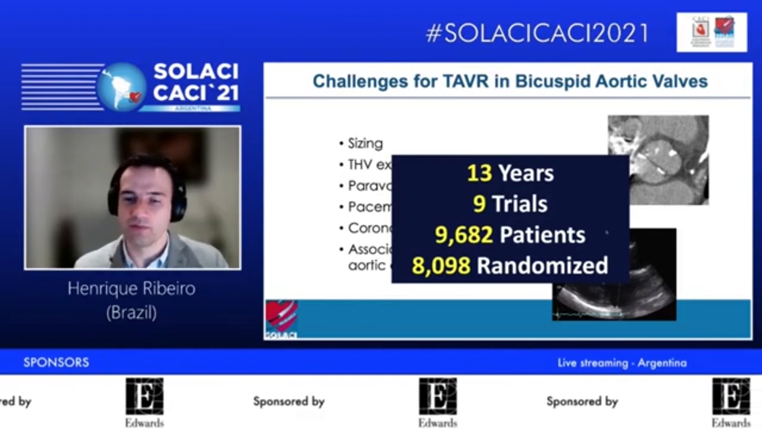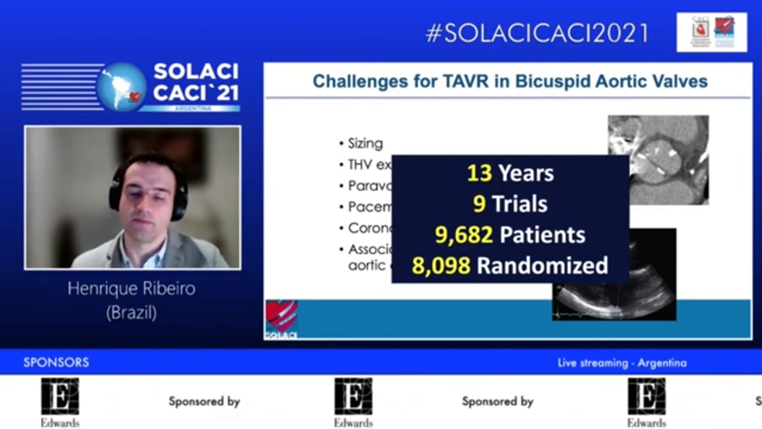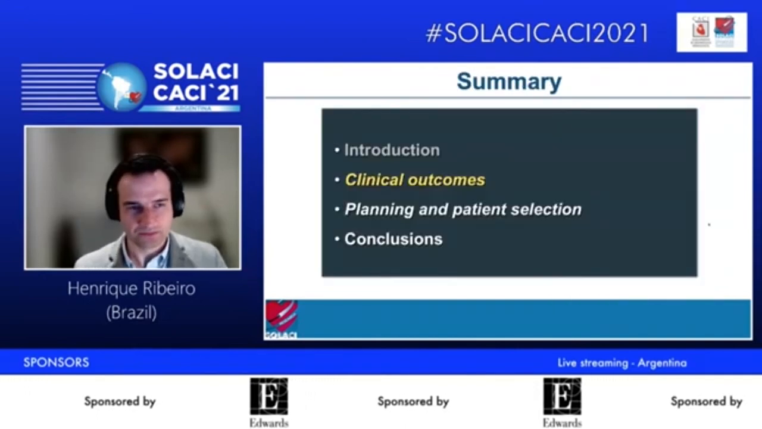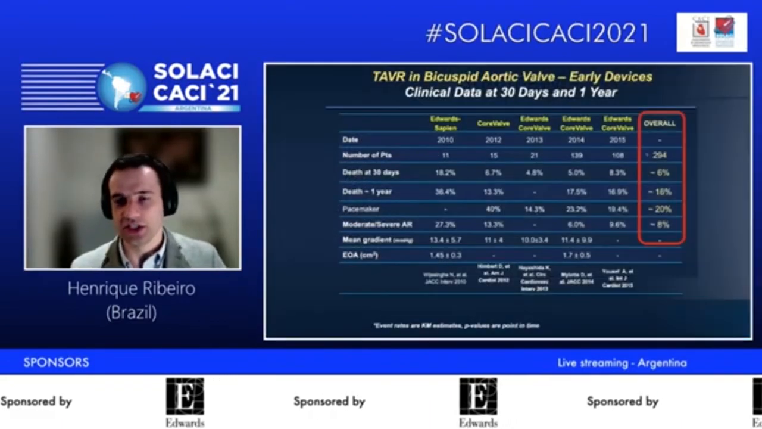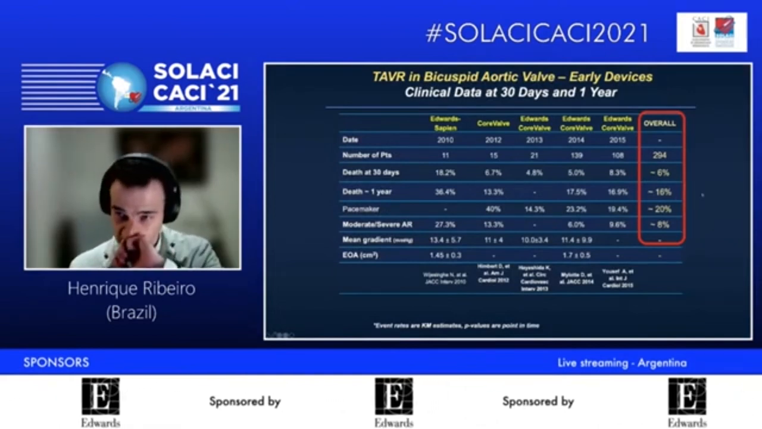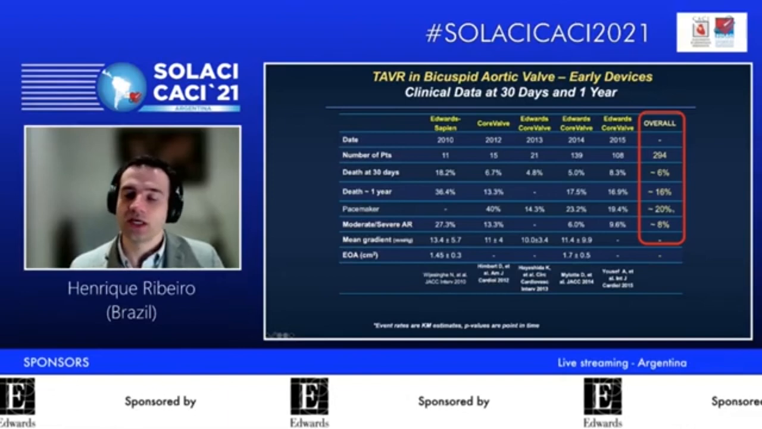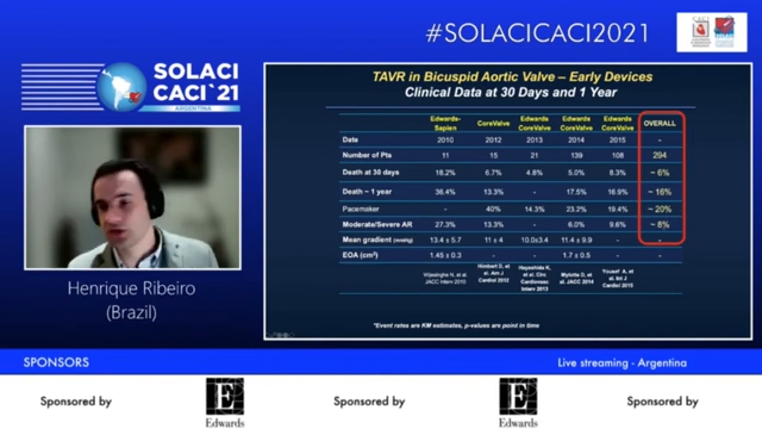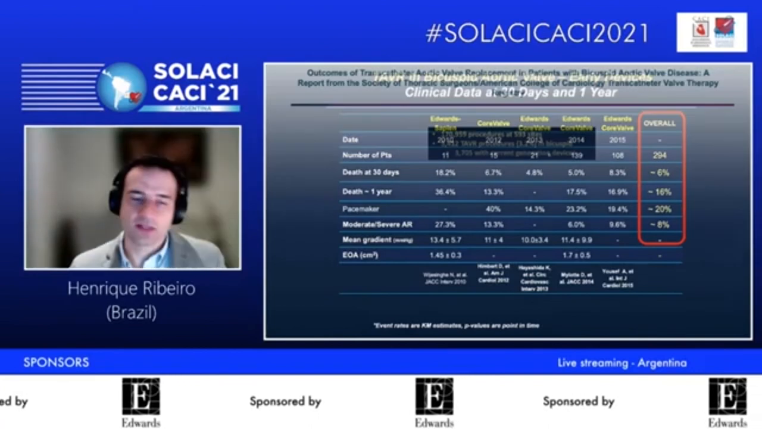No study to date has evaluated the bicuspid aortic valve in a randomized fashion. So this is an important aspect, and much of the data we have comes from registries worldwide. Regarding the clinical outcomes in such patients, the initial series with first generation balloon and self-expandable valves showed very high rates of complications, with a very high rate of need for pacemaker, moderate to severe AR, and even death.